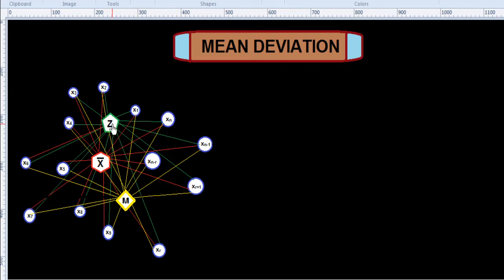Here you see there are three polygons. One is green, which is the pentagon, with Z written in it. Z is for mode. This one is a hexagon in red color, with X bar, which is the mean. And there is a yellow square with M in it, which is the median.